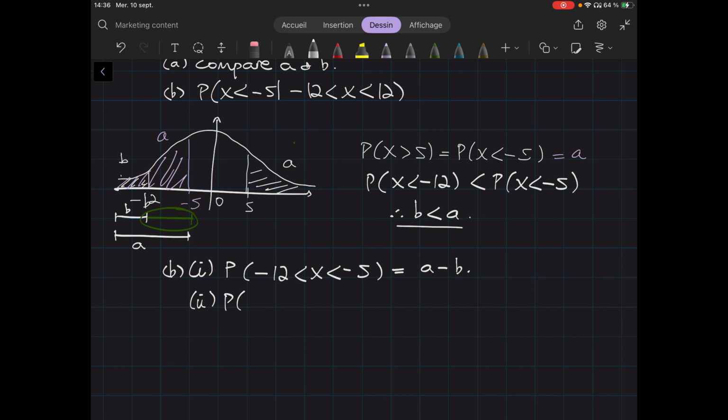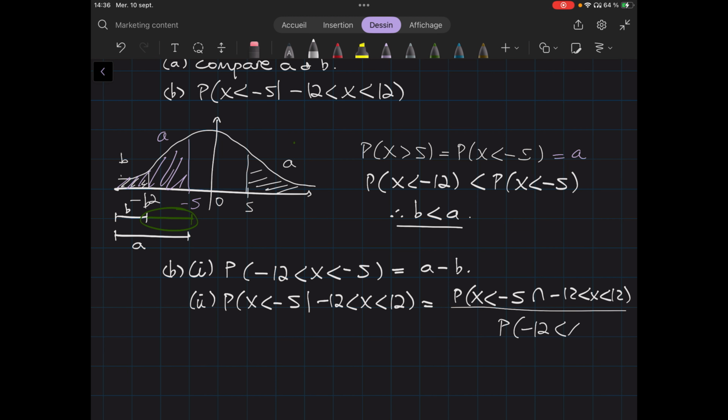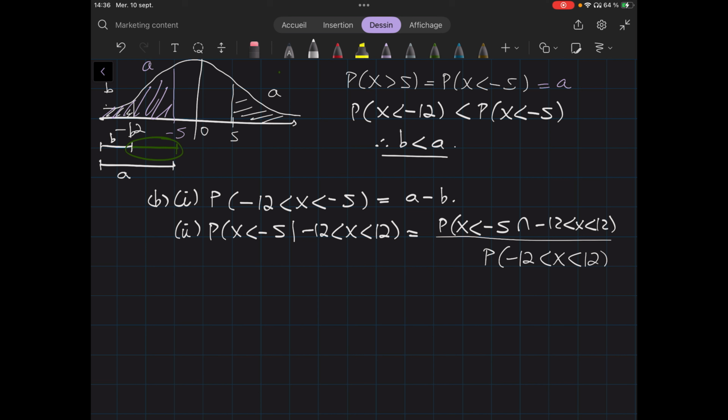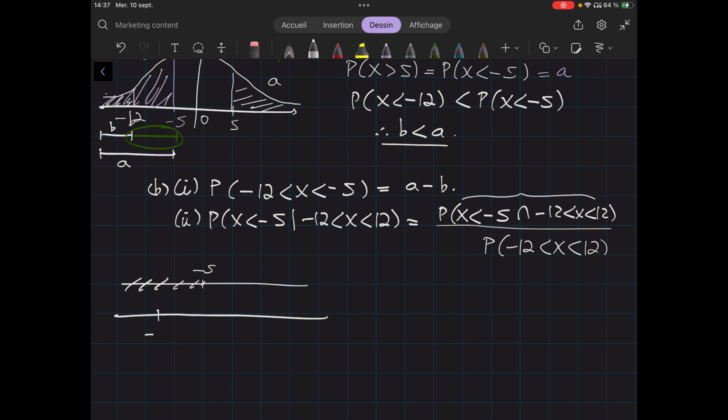In part 2, this is a conditional probability. This probability is equal to p of x less than negative 5 intersecting negative 12 less than x less than 12, divided by the probability of negative 12 less than x less than 12. How do we simplify this intersection over here? We need to find all the values of x that are less than negative 5, but also have to be between negative 12 and 12. This means that the part that we're truly interested in is this tiny portion in between. So this can be simplified to p of negative 12 less than x less than negative 5. This is also why we have part B1.